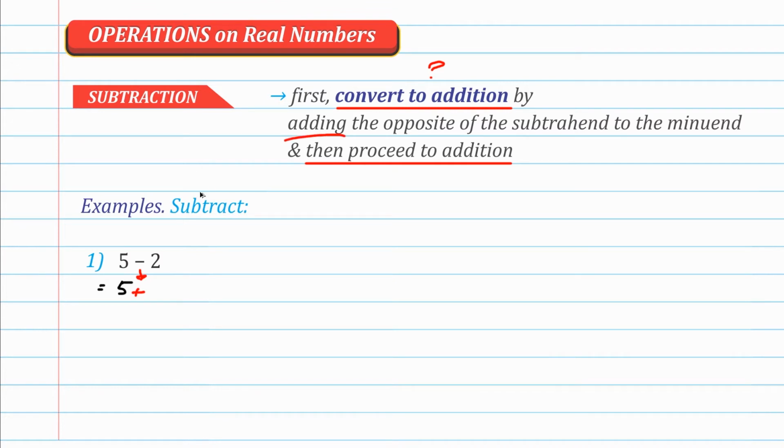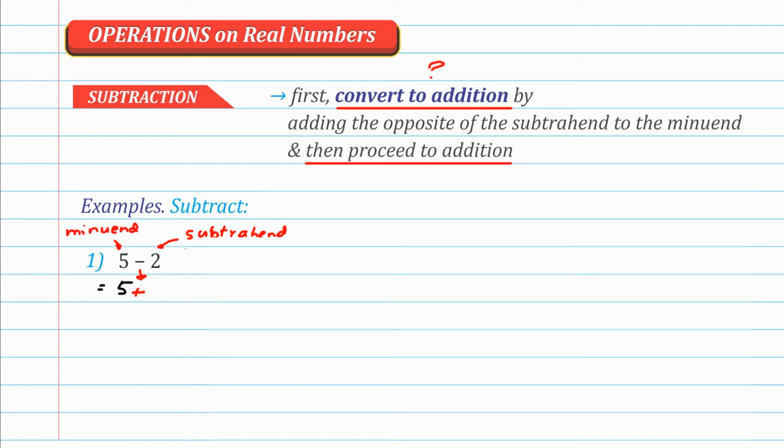By adding the what? The opposite of the subtrahend. Ano ba yung subtrahend natin? Take note, this 2 is our subtrahend. Let me label this fast. To the minuend. Saan ba yung minuend? Itong 5. Let me label this quickly.